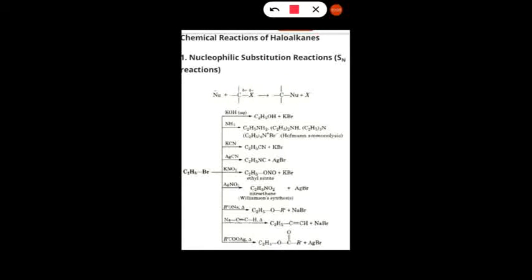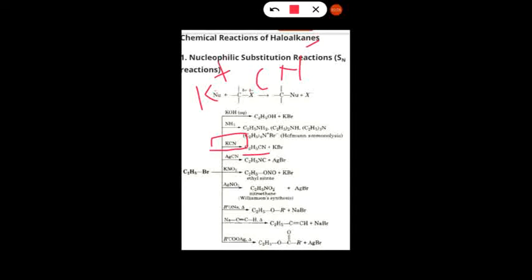Now the same alkyl halide reacts with KCN. KCN simply dissociates into K plus and CN minus. This is a nucleophile, it attacks the position of Br, and there is a formation of ethyl cyanide. Simply, ethyl nitrile is the product.